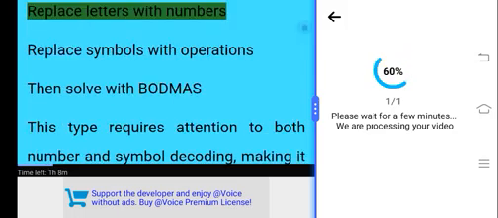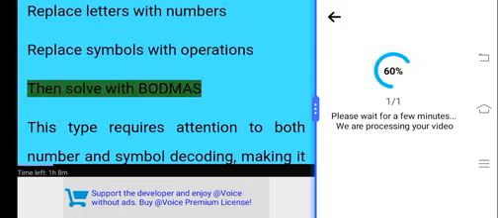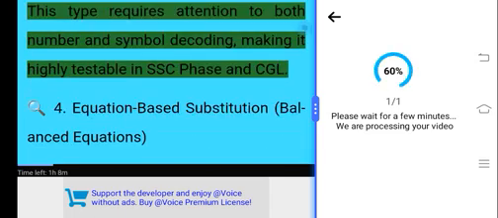Step by step: replace letters with numbers, replace symbols with operations, then solve with BODMAS. This type requires attention to both number and symbol decoding, making it highly testable in SSC Phase and CGL.